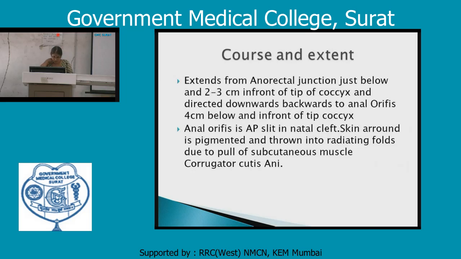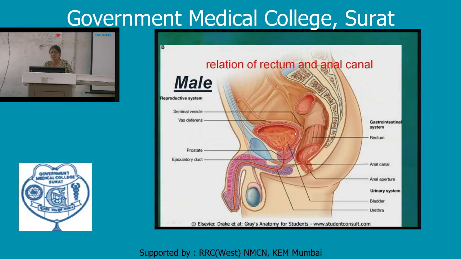Now the relations of the anal canal. Here is the rectum, this is the anal canal. Anteriorly it is related to the perineal body, the bulb of penis, and this is the urethra. So by per rectal, per anal examination, even the bulb of penis and urethra can be examined. So these are the anterior relations in male. Posteriorly it is related to the coccyx, and the anococcygeal raphe or anococcygeal ligament is there posteriorly.